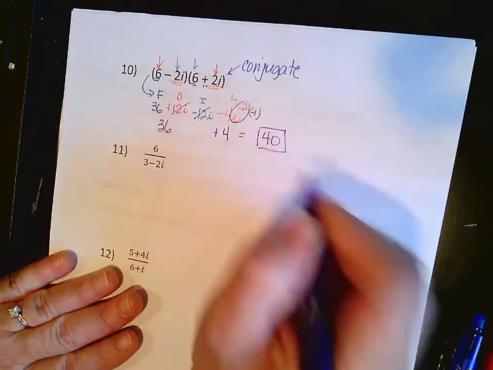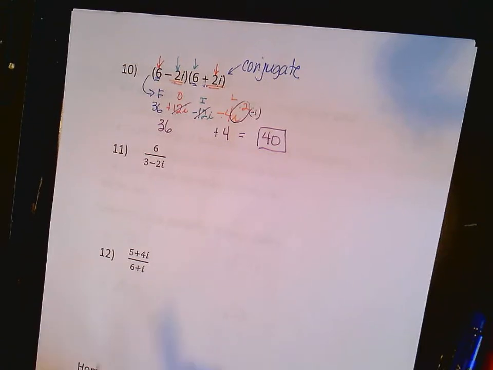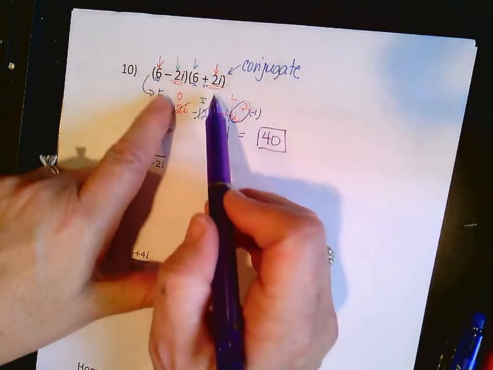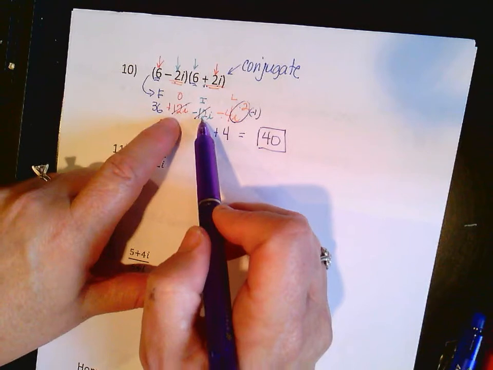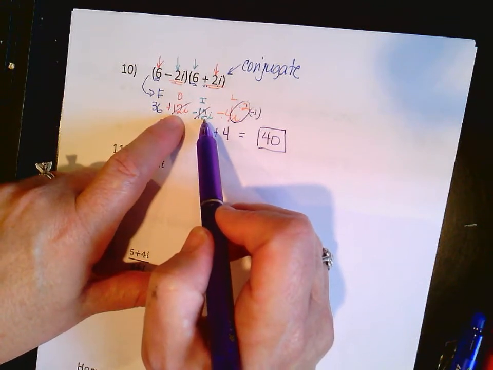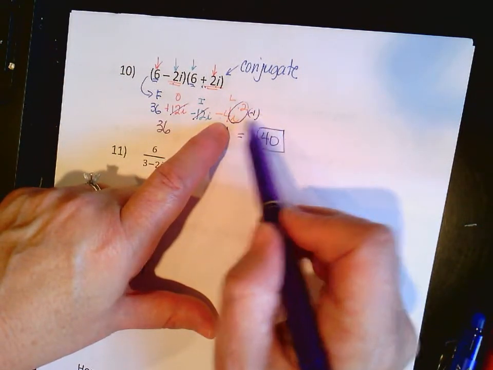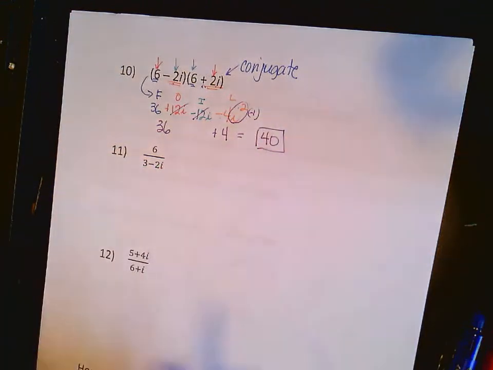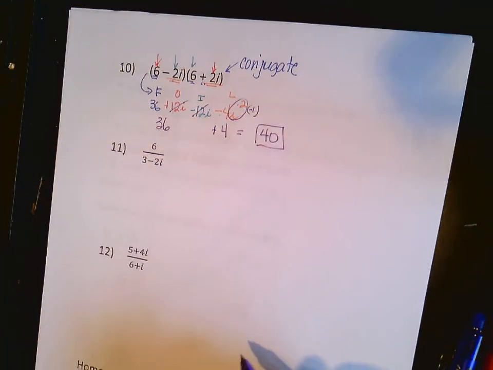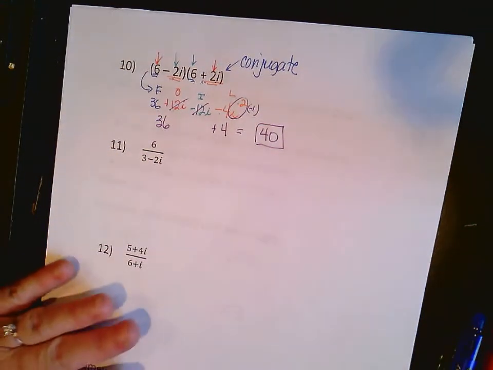And the reason we use the conjugate to get the I out of the denominator is by doing these opposite signs, those I terms are going to cancel each other out. The I squared is going to become a constant, going to become a negative 1, and that helps us get rid of the I in the denominator. So we're going to use that now on 11.